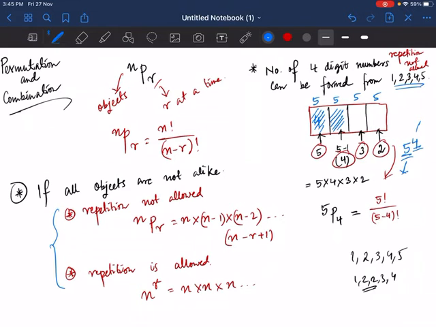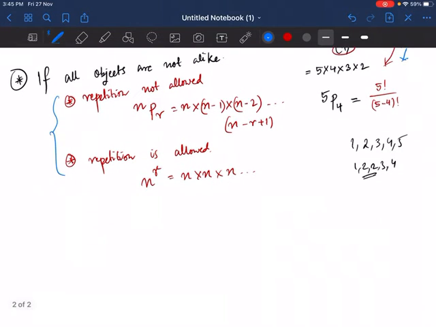Now let me give you one problem, an example. Suppose we have a word, compute. Now I am asking you, how many 4-letter words can you form with the letters of compute? How many different 4-letter words can we form?